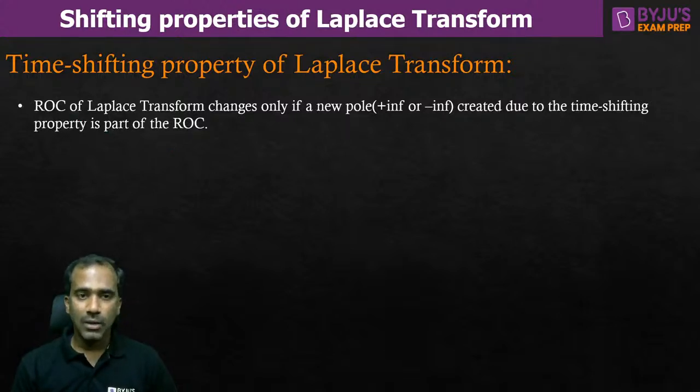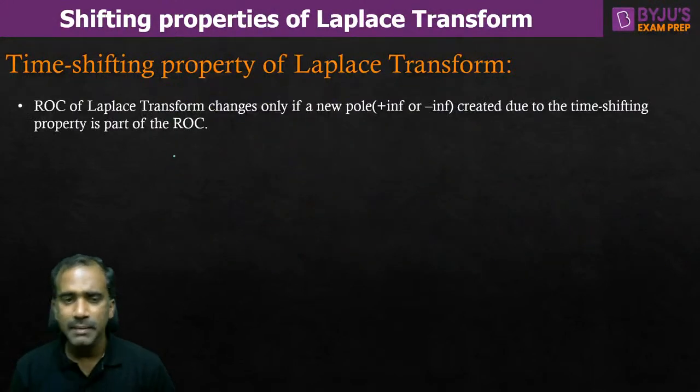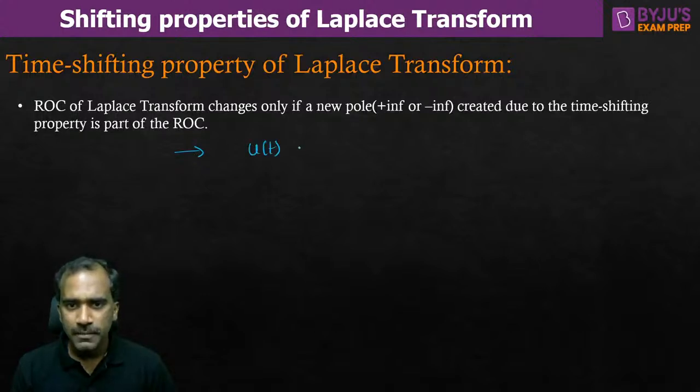Right. So the ROC of the Laplace transform changes only if a new pole created due to the time shifting property is part of the ROC, right? That is a similar thing I have explained here also. So let me take some examples to explain that further. The Laplace transform of u of t is 1 by s, ROC is sigma greater than 0, or real part of s greater than 0.